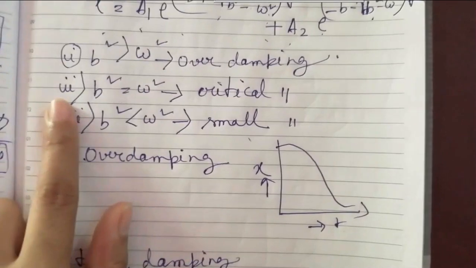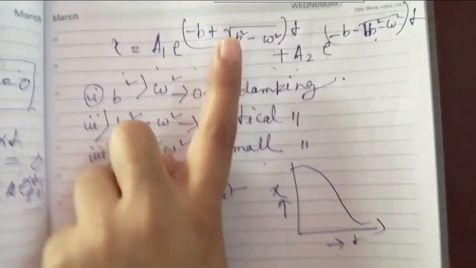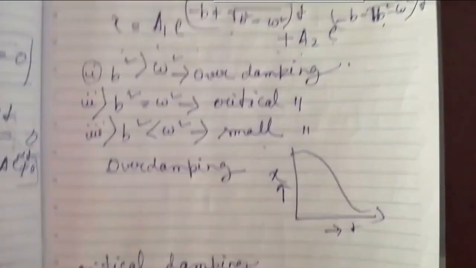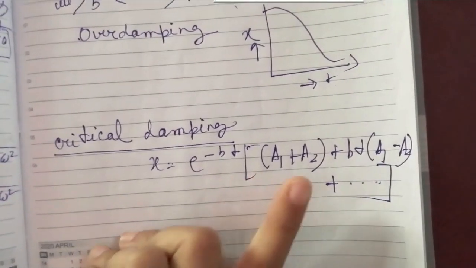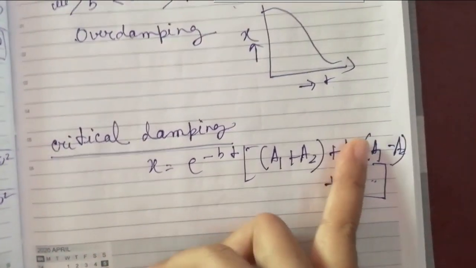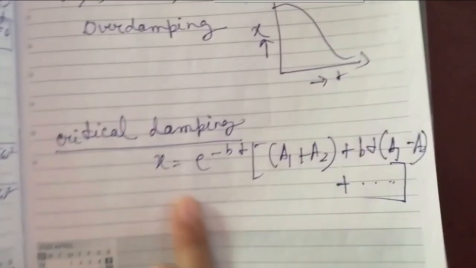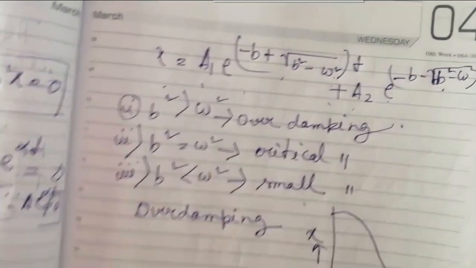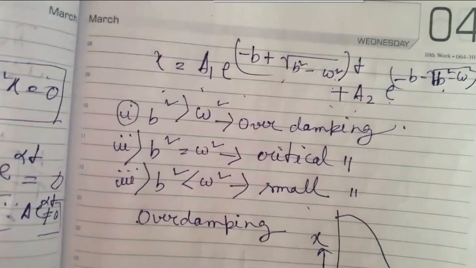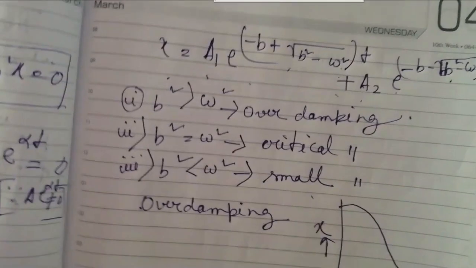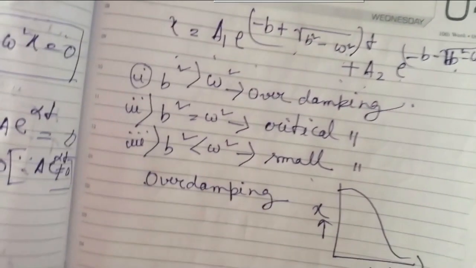Now when b square equals omega square and we put that condition over here, we finally get the expression x equal to e to the power minus bt a1 plus a2 plus bt a1 minus a2 plus so on. This is called critical damping. And what about small damping? We will discuss it in the next class, and then we will also compare the figures. So this is about damped vibration, and we will continue in the next class.